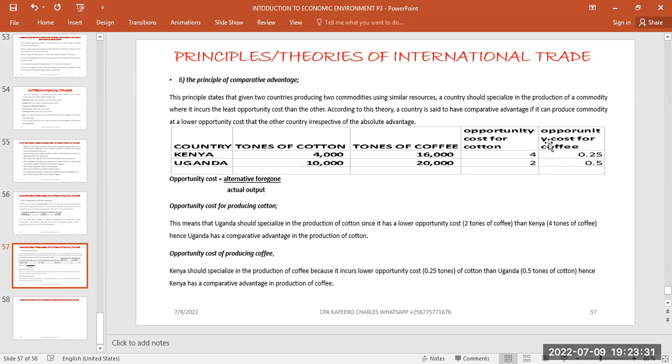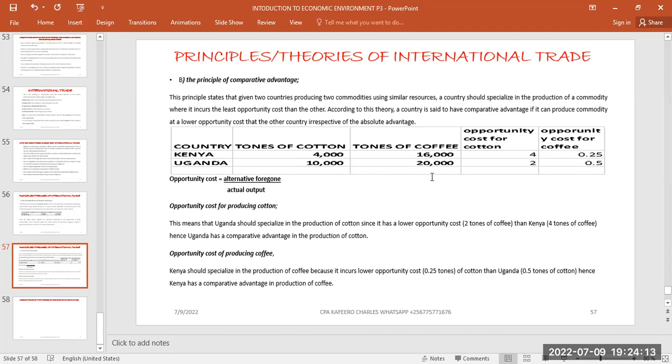So let's look at the opportunity cost for production of coffee. If we are to produce coffee, Kenya will forego 4,000 tons of cotton in order to produce 16,000 tons of coffee. So the alternative foregone will be 4 divided by 16, and we shall be getting 0.25. That's a quarter of a ton, 1 over 4 tons that are supposed to be foregone.